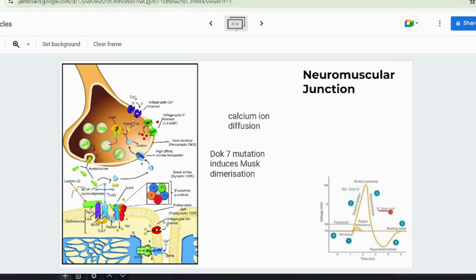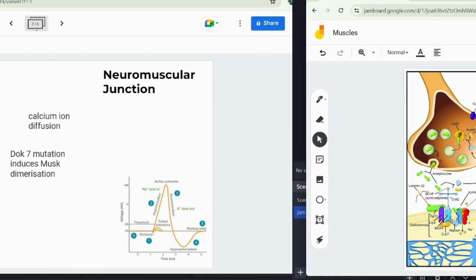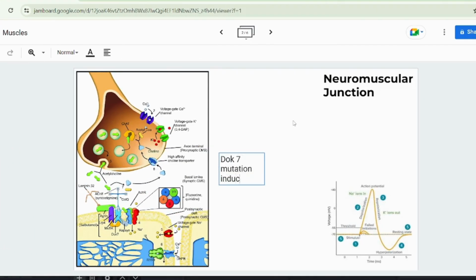Here, there is a very intricate mechanism to achieve motor end-plate depolarization. Signaling cascade causing nicotinic acetylcholine receptor clustering. Dok7 is an adapter protein stabilizing and activating MuSK signaling, inducing MuSK dimerization, which activates rapsyn, a scaffold protein.